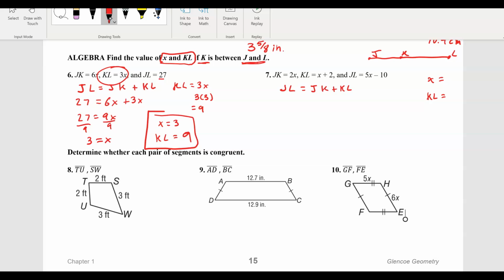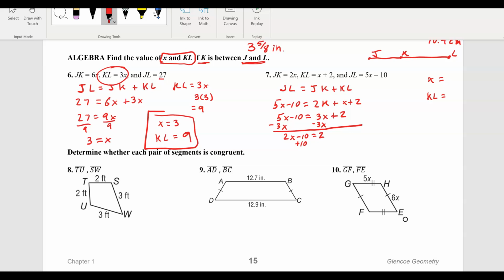Okay, so we have JL is 5x minus 10. A little bit tougher algebra here possibly. JK is 2x. And KL is x plus 2. So let's see how this sorts out. We have 5x minus 10 over here equals 3x plus 2. Now we want to collect all the x's on one side. So let's collect them where there's already more of them. So I have 2x minus 10 equals 2.